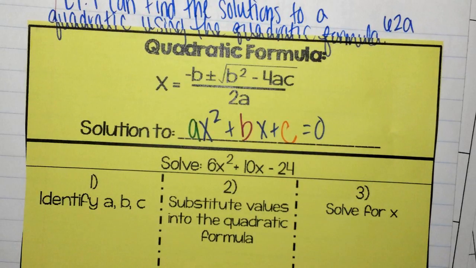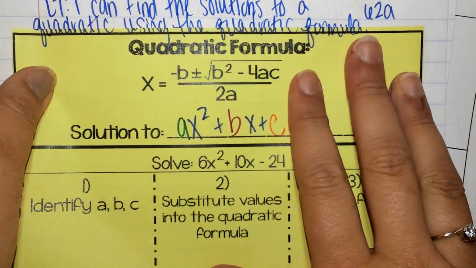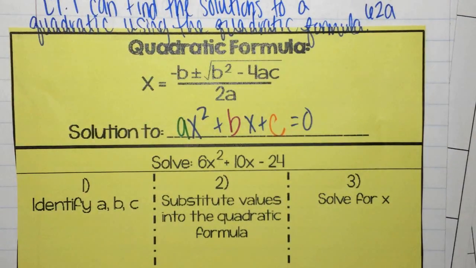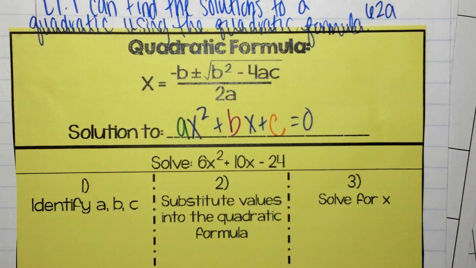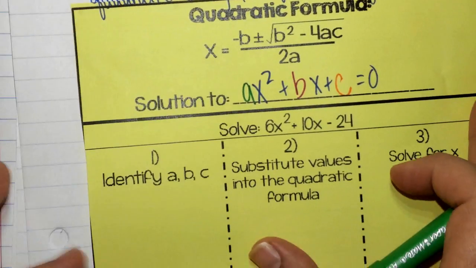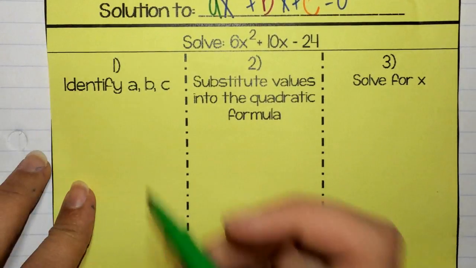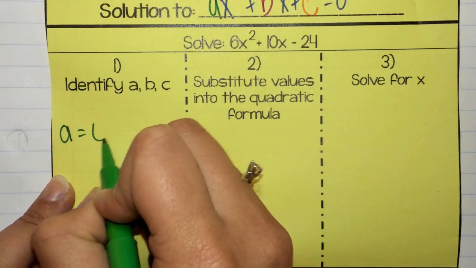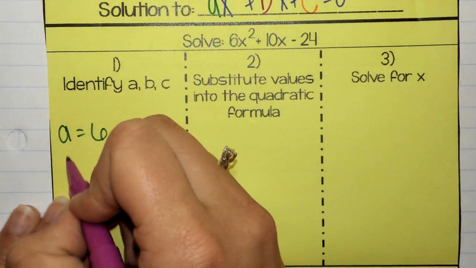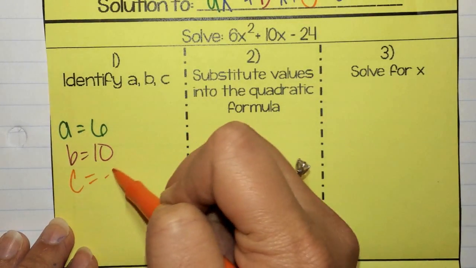So write that down. Write down that A is 6 while I'm taping my paper down. Please, children. Alright. Blair, get it together. Alright, A is 6. B is 10. And C is negative 24.